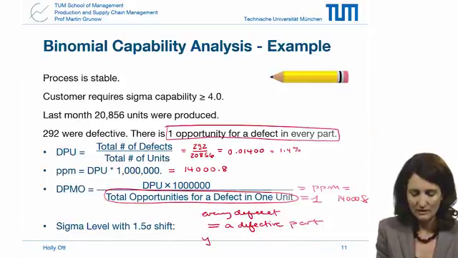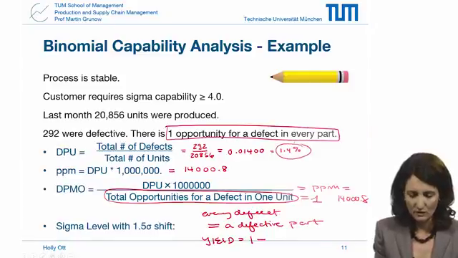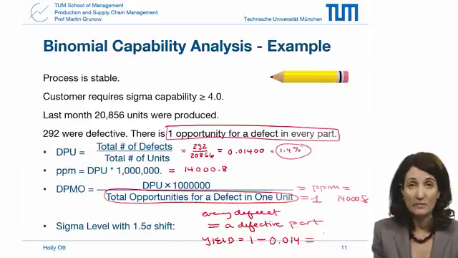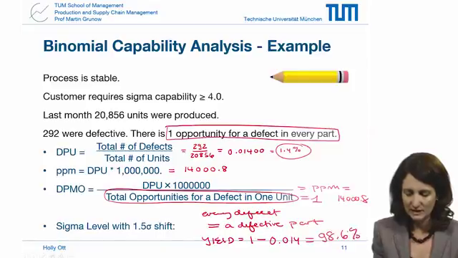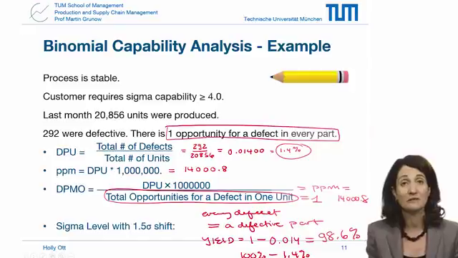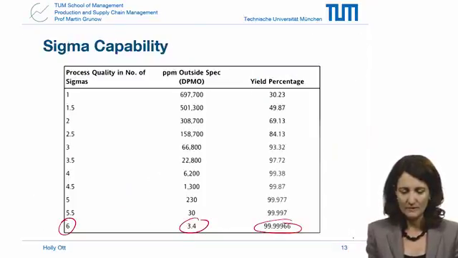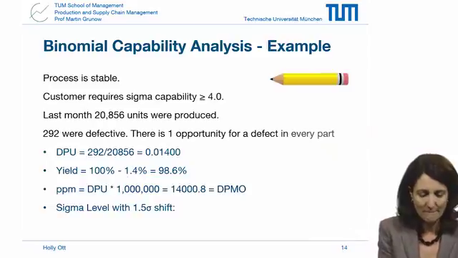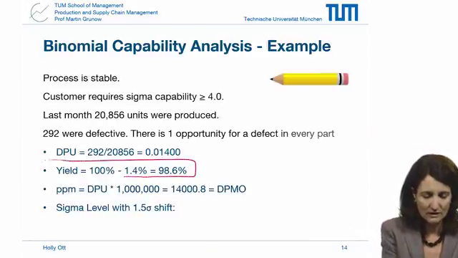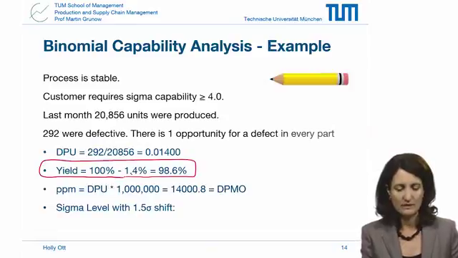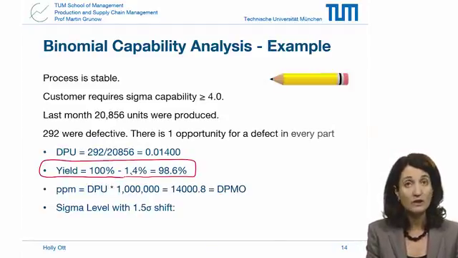So the yield then is going to be 1 minus this 1.4%, 0.014, which is equal to 98.6%. If I make that a little clearer, 100% minus 1.4% is 98.6% yield. Okay, so going back then, we have here yield equal to 98.6%, and we can look in our table.